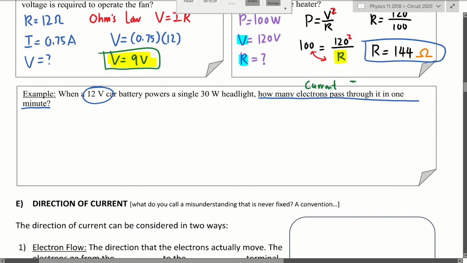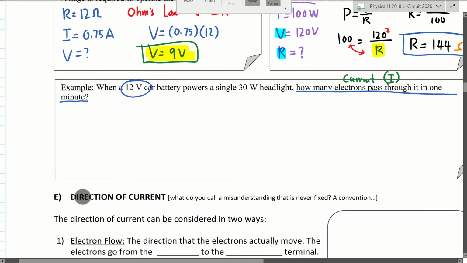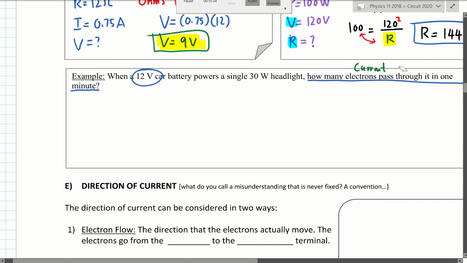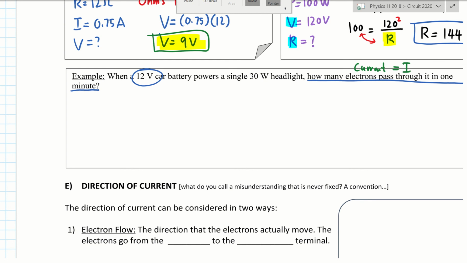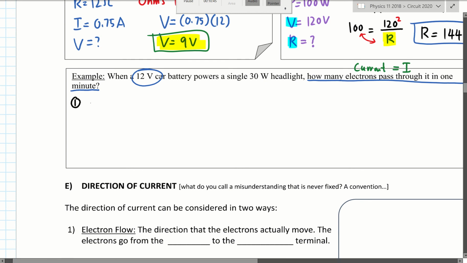So we're going to find current first. Now, unfortunately, current is measured in every second. So this is 1 minute. So we will have to do some change later on. Okay, now let's start by having power.